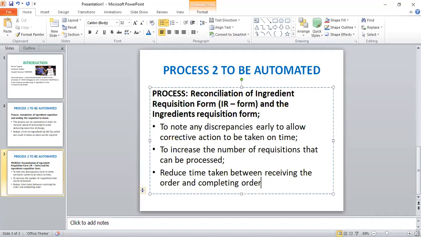No, I think I've written the same thing here. What is the other form that they said? Okay, let me just check the other form. The ingredients received note. They are calling it the ingredients received note, which is then prepared by the foreman. They are calling it the IRN form.